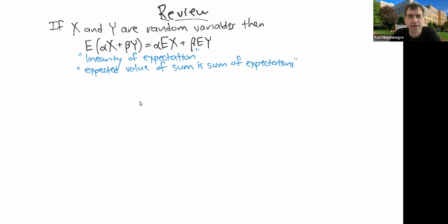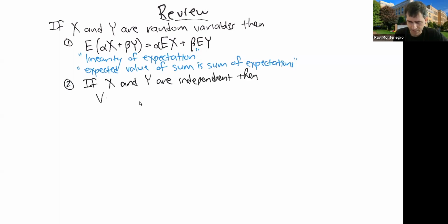When we look at variance, things get a little messier. So if x and y are independent, then we had that the variance of alpha x plus beta y was alpha squared variance x and beta squared variance of y. And the independence is necessary.